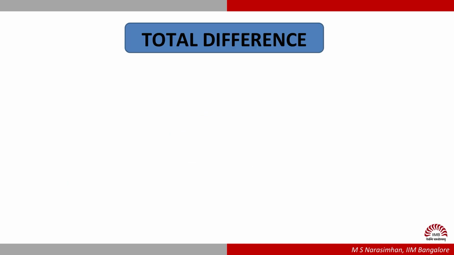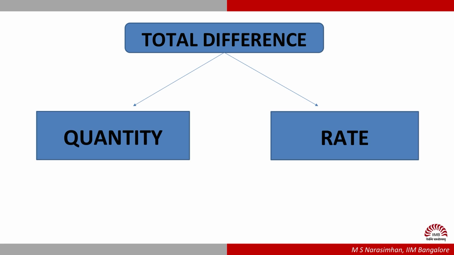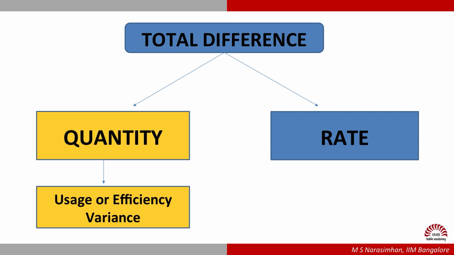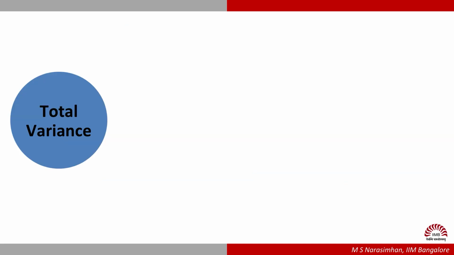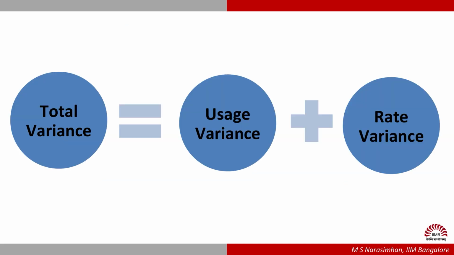Variance analysis captures the overall difference and breaks up the difference related to quantity and difference related to rate or price. Quantity related difference is called usage or efficiency variance. Rate related difference is called rate or a price variance. Total variance is sum of the usage variance and rate variance.